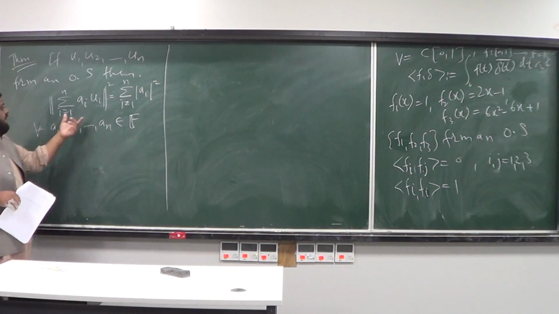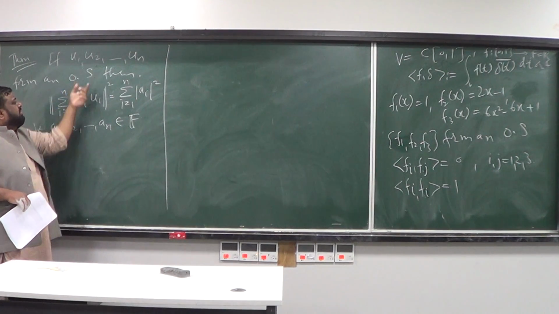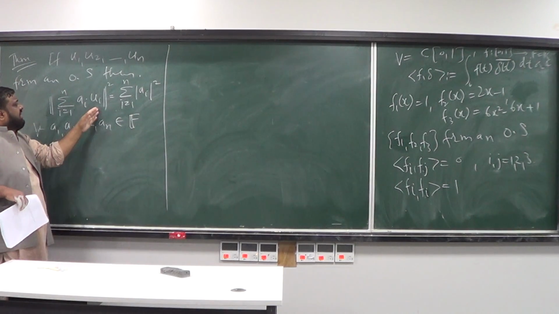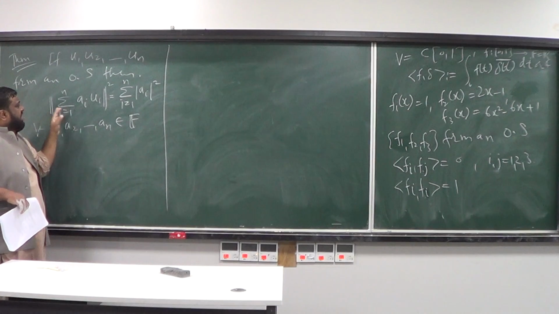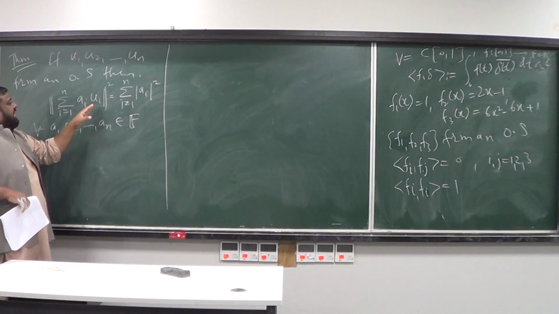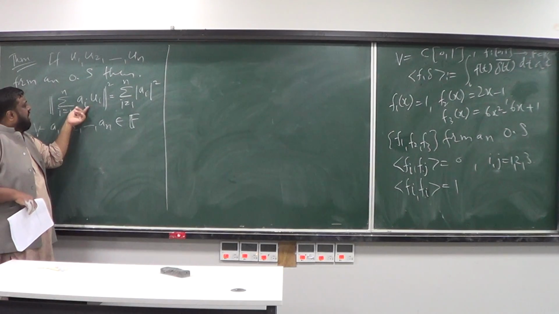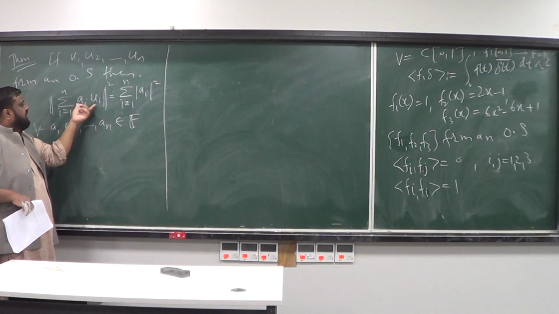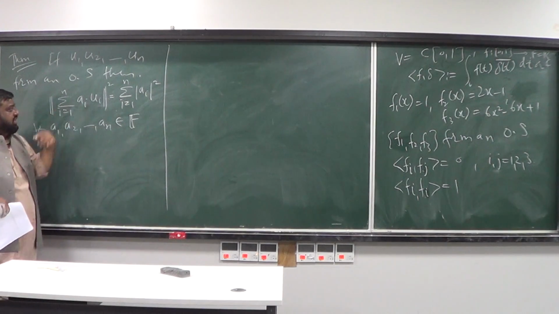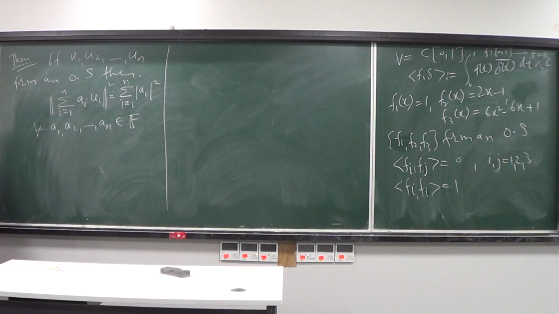So if you have an orthonormal system and you take an arbitrary linear combination of it and calculate its magnitude, the magnitude is simply the sum of the squares of the coefficients. This is one of the basic consequences.